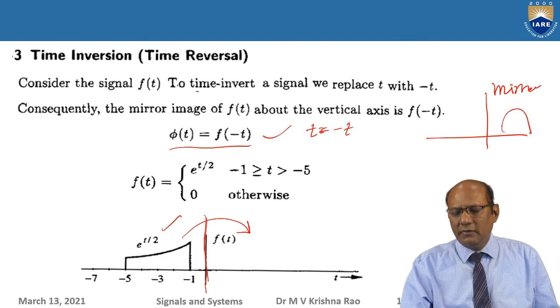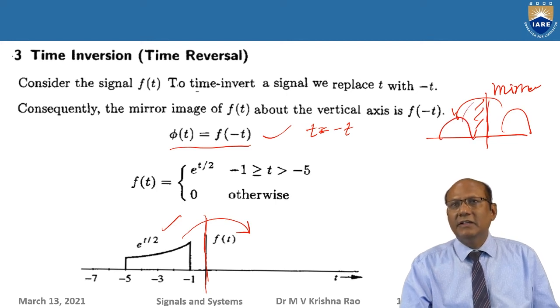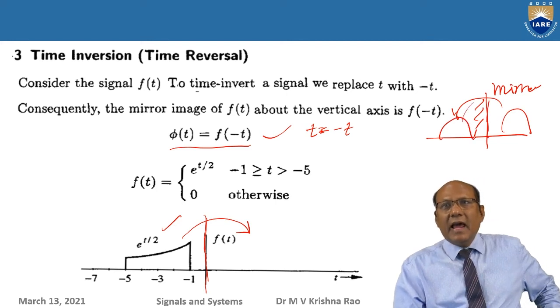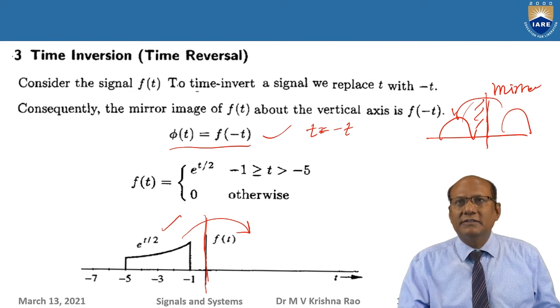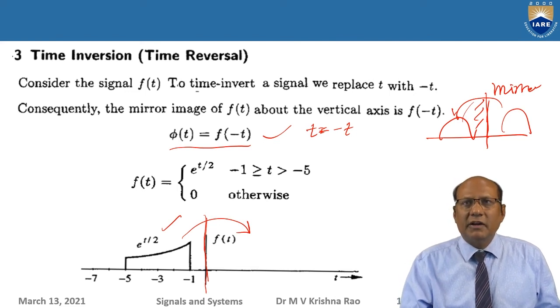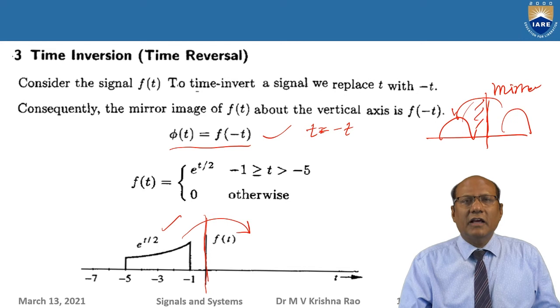Put some signal. How does it appear in the mirror? This is the mirror, the mirror surface is this. So how does this appear in the mirror? Like this. You can call this lateral inversion. You can also call this time inversion, time reversal, and lateral inversion also.